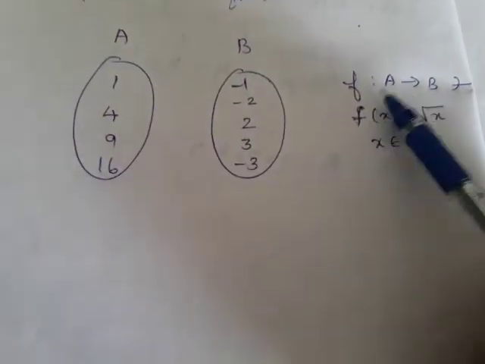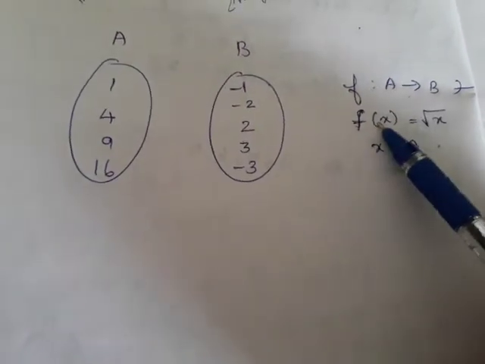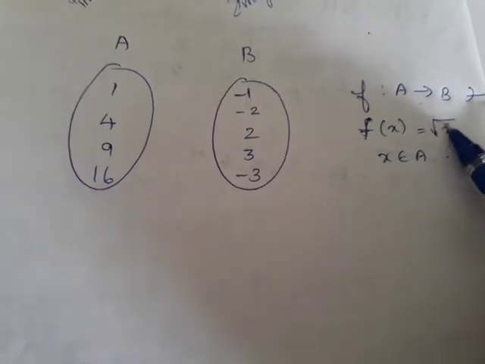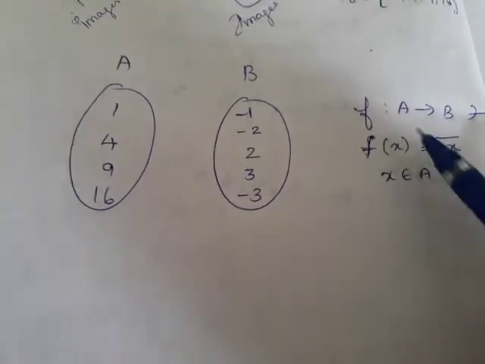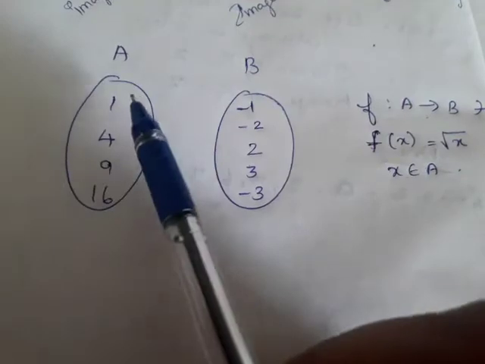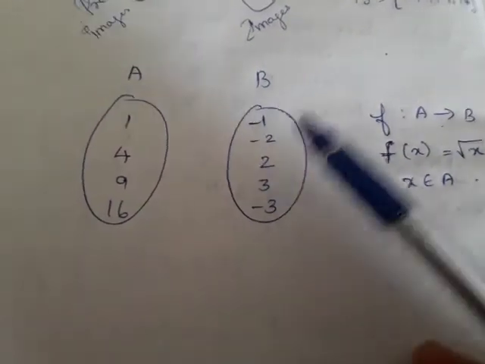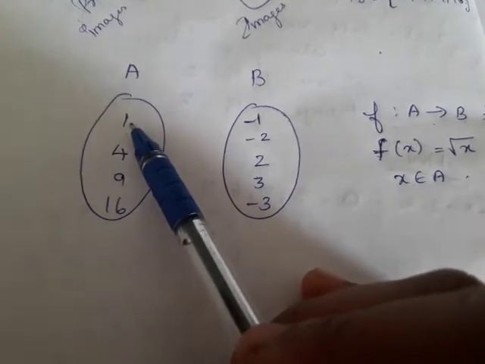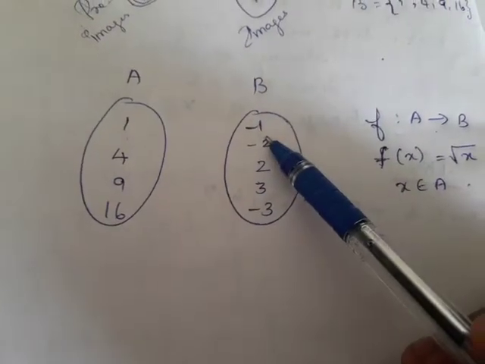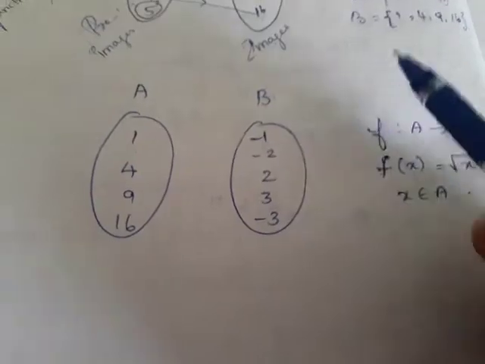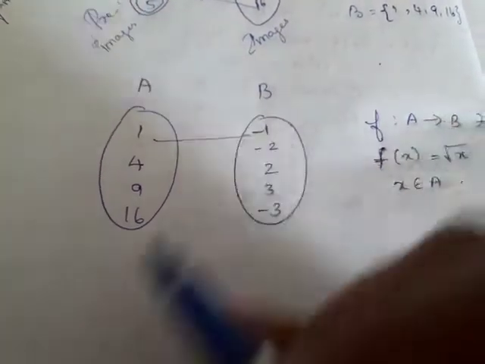The function f is from A to B such that f of x is equal to square root of x, where x belongs to A. Now the function is defined in such a way that each element in A should be mapped to its square root. What is the square root of 1? It can be plus or minus 1. So 1 can be mapped to minus 1.